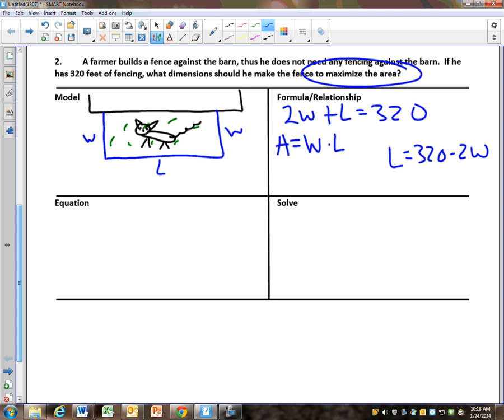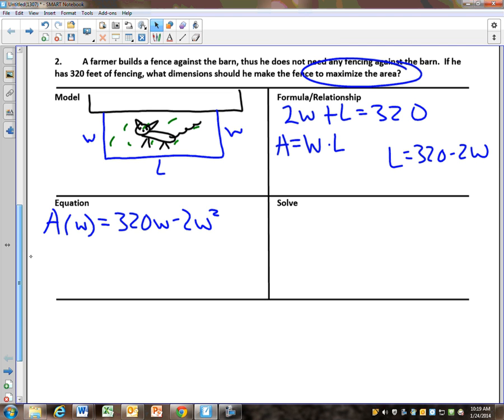Sure, you could write an area in terms of length if you want to instead. You'll come up with the same answer. So, I'm going to write an equation or function. Area in terms of what variable? Width is equal to 320W minus 2W squared. That's what happened when we took this, plugged it in for L.